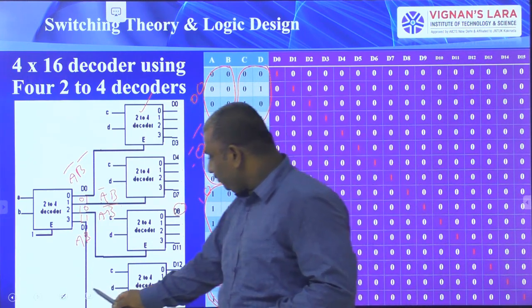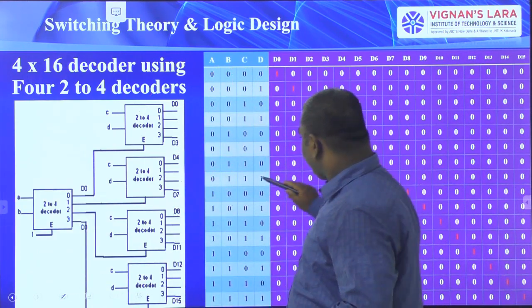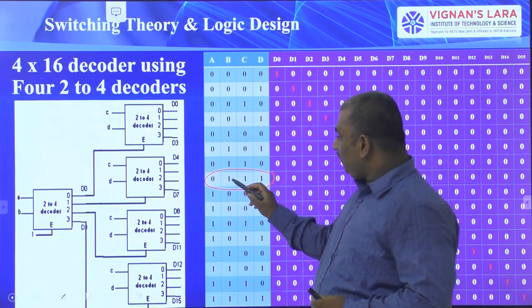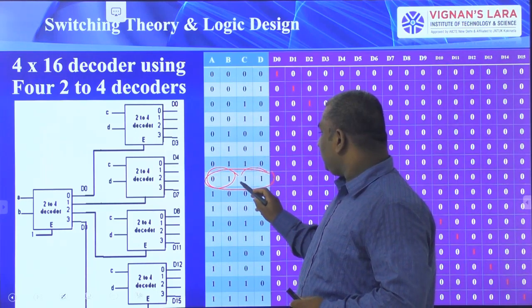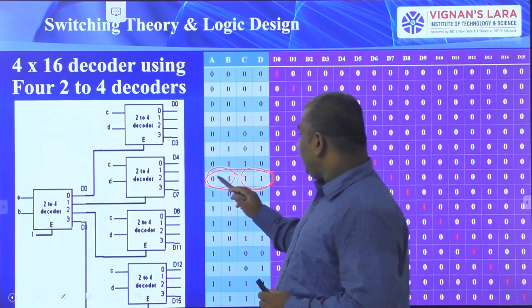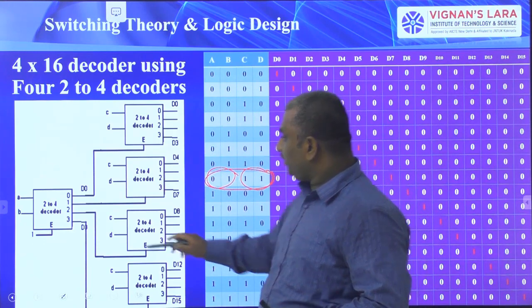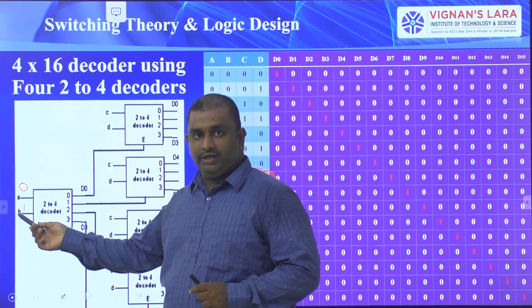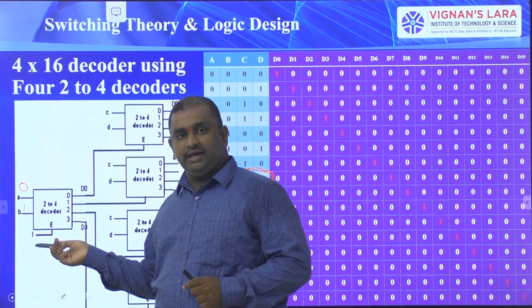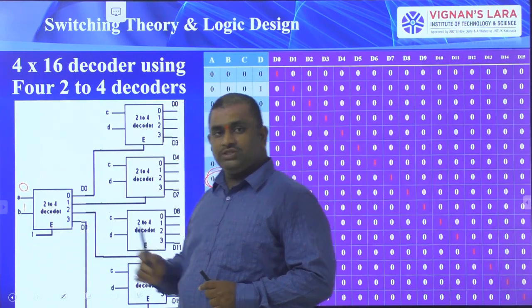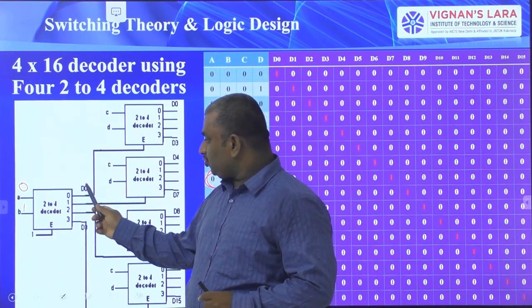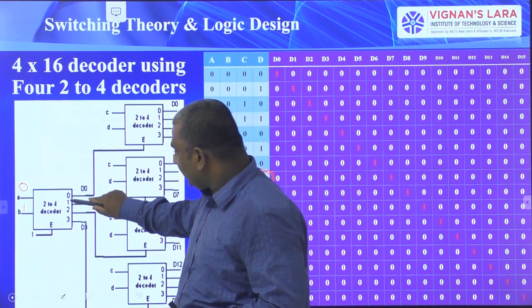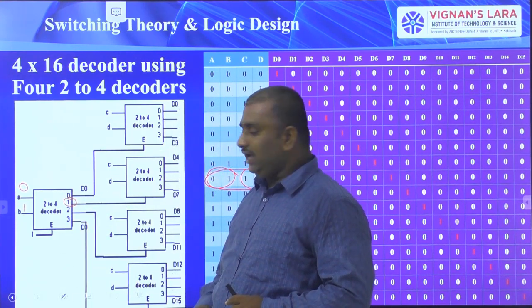So take one more example in this combination. For example, take the combination 0 1 1 1. That is, AB values are 0 1 and CD values are 1 1. A is equal to 0, B is equal to 1. When you have given this combination, which output can we select here? See carefully. The first output is 0 0, next 0 1, next 1 0, next 1 1. So it will select the first output.